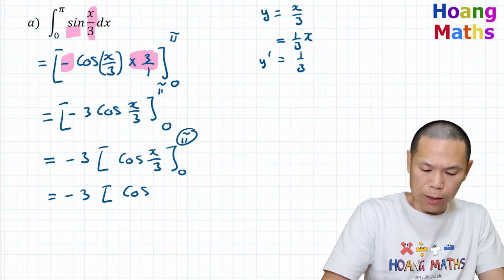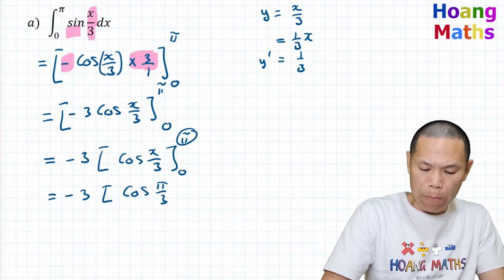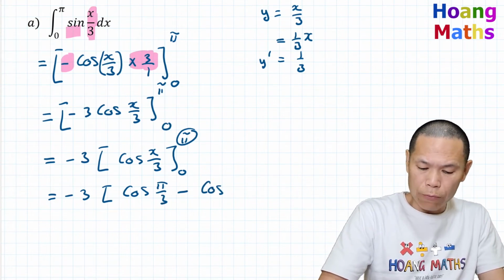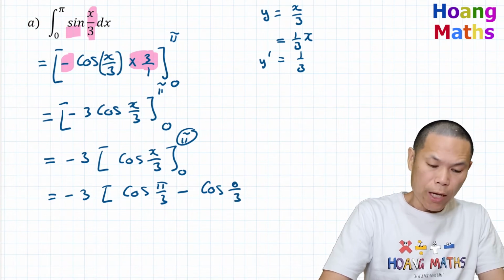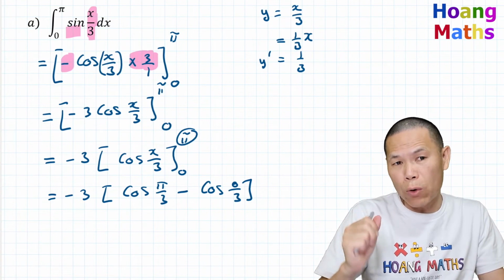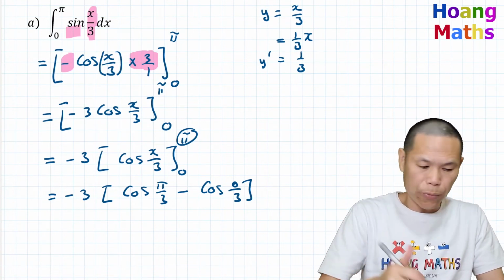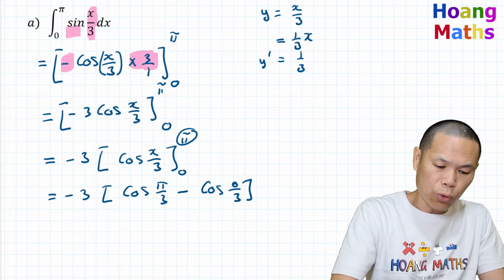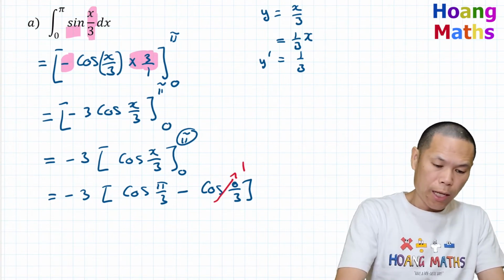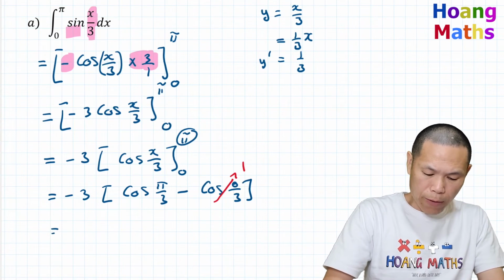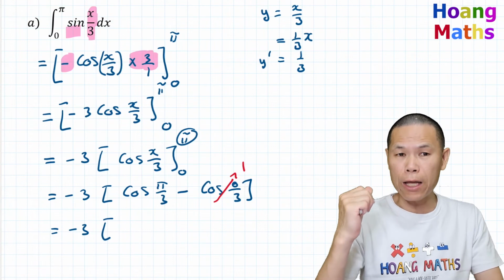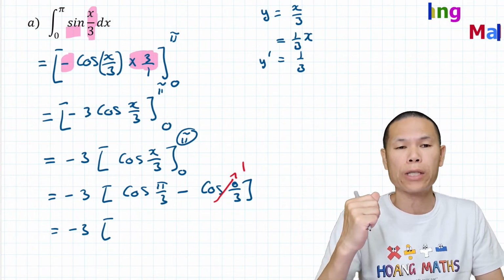So pi over 3, and minus, we substitute the 0 in, cos of 0 over 3. And we know that 0 over 3 is 0, and we know that cos of 0 is 1. Otherwise, you can just put that in a calculator. So this gives me 1, because cos 0 is 1. Now, we can just write it down. Negative 3, and cos of pi over 3 is a half. Otherwise, you can always use a calculator.